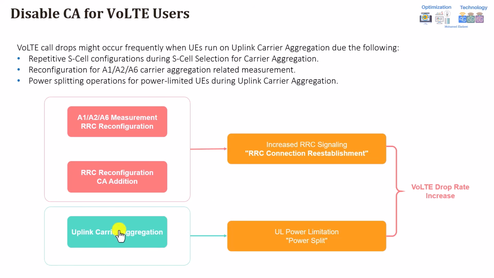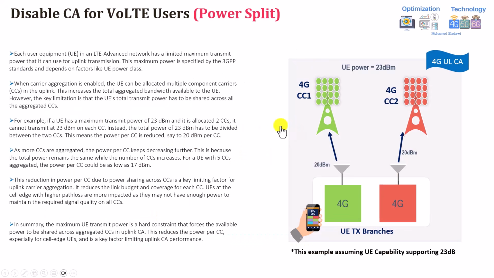Let's try to visualize how the power will be split. In general, this will be reflected mostly in the VoLTE call drop rate. As you can see in the figure on the right, this is the transmission from the UE side, and these are the UE TX branches. You have two TX branches. The maximum power is 23 dBm, and the main idea is that you have one carrier for 4G and a secondary carrier. So the user now needs to split the power of the 23, so he will send 20 here and 20 here. This is reflected in less power for those particular users. Even though the max is 23, because the power is split, he loses around 3 dB.